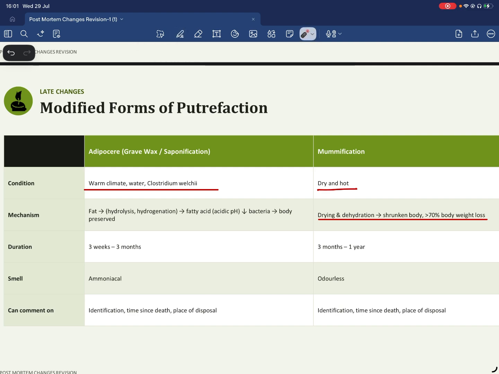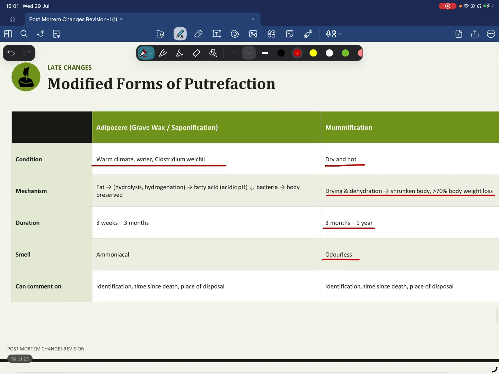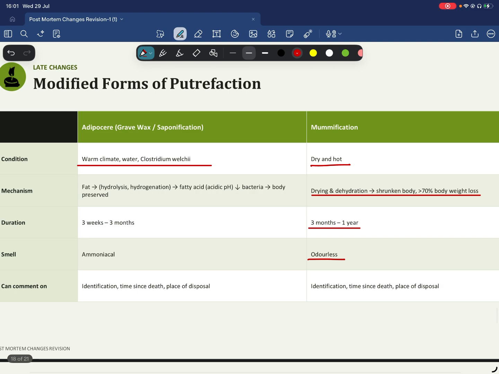In mummification, there is drying and dehydration of the body leading to shrinking, where more than 70% of the body weight is lost. Adipocere occurs 3 weeks to 3 months after death, whereas mummification takes 3 months to 1 year after death. The smell is ammoniacal in adipocere, whereas in mummification, it is odorless. Both help in identifying time since death and place of disposal.